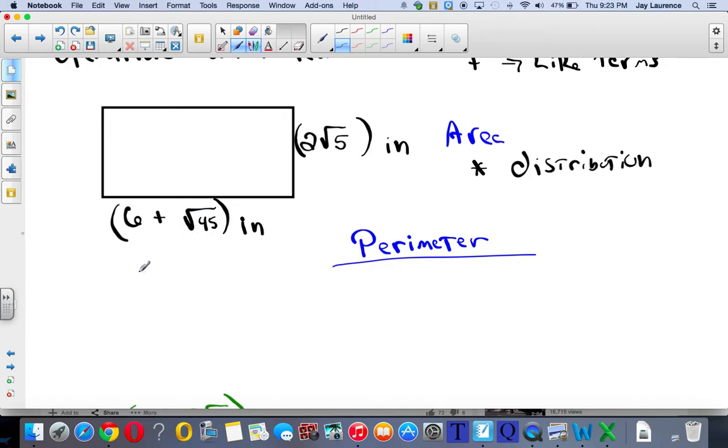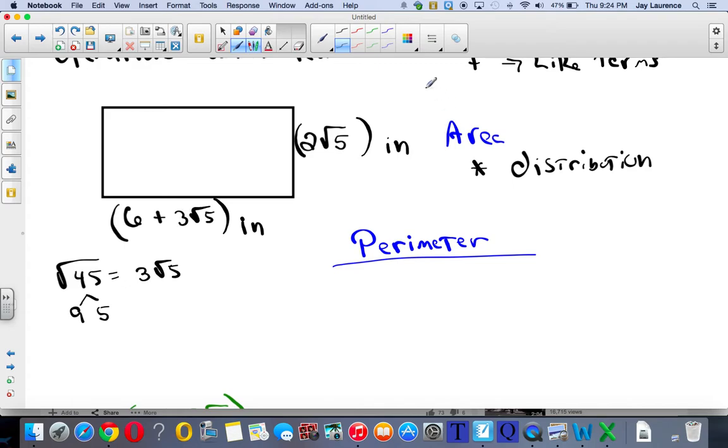All right, so before I actually do it, I'm looking at this rad 45 thinking it can be simplified. So I'm going to simplify the rad 45 like we did in the first problem. I know the largest perfect square factor in there is 9. So rad 45 simplifies to 3 rad 5. So when I do my perimeter, I'm not going to use 6 plus rad 45. I'm going to use 6 plus 3 rad 5.